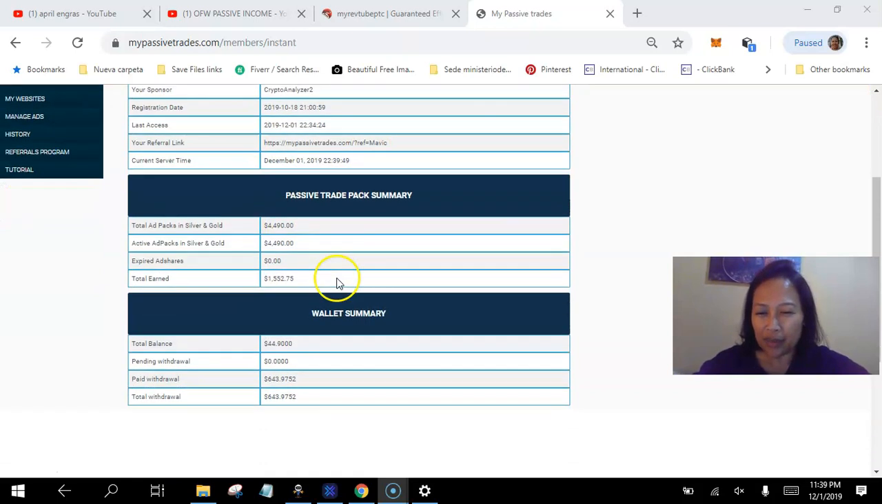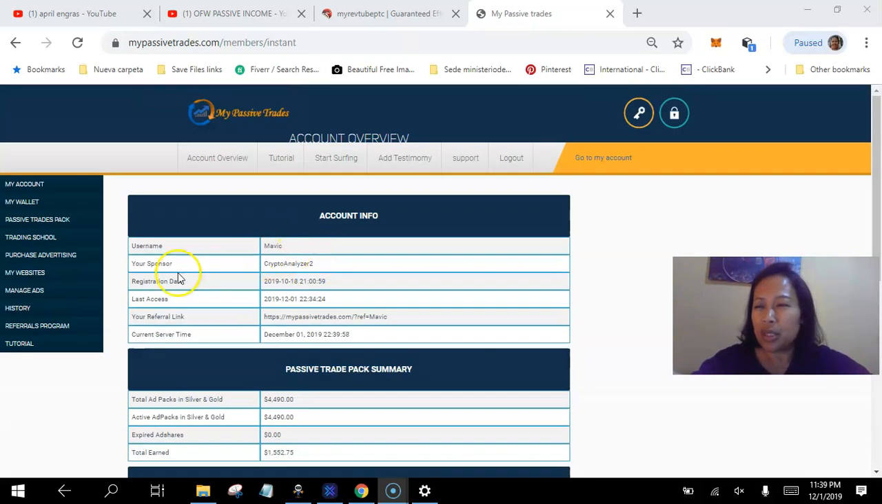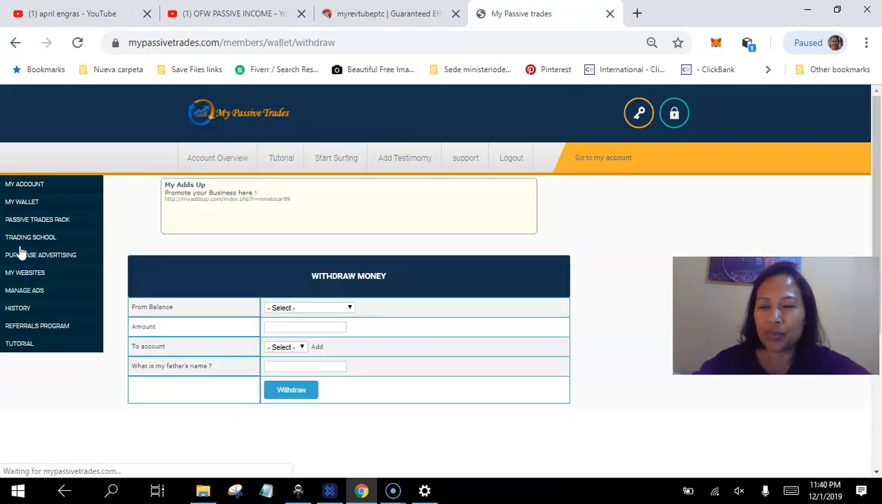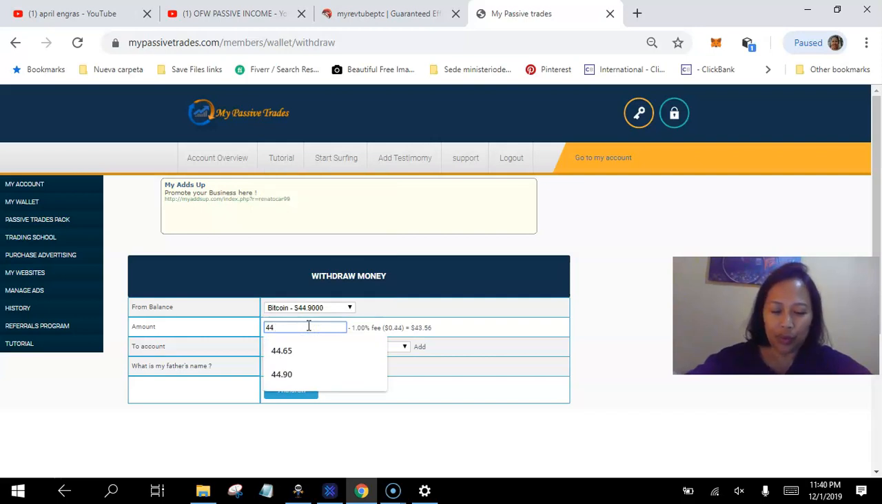I have a total balance here, and this one I can withdraw. So I will try to withdraw this. How to withdraw your fund from my passive trade: I go to my wallet, take the withdraw money. Okay, so I will pick the balance for 44.90.